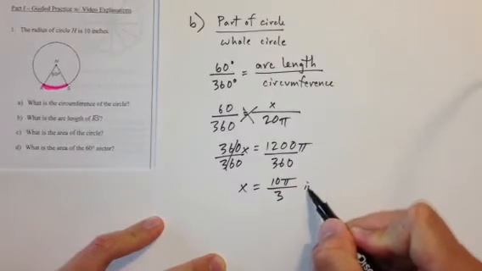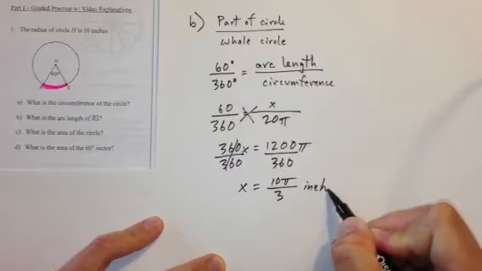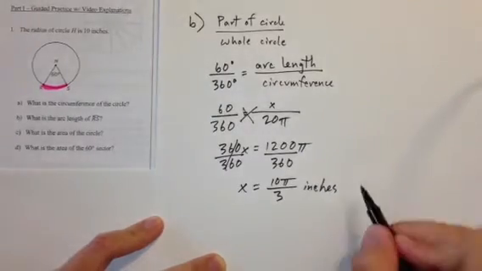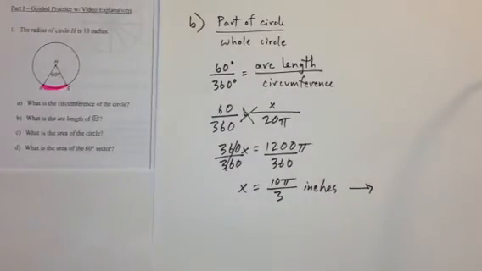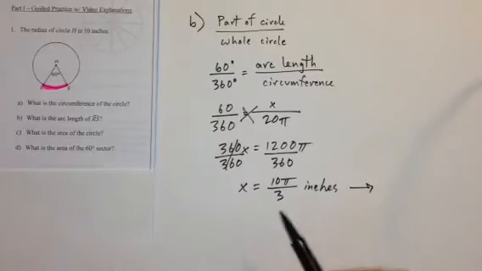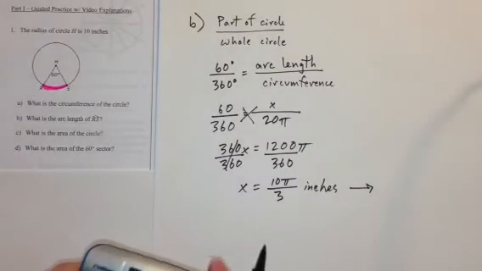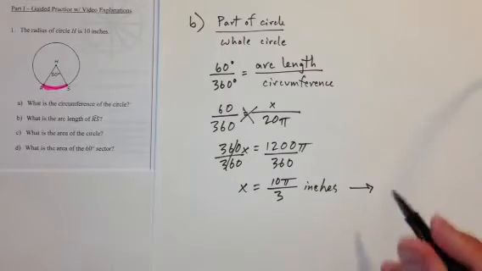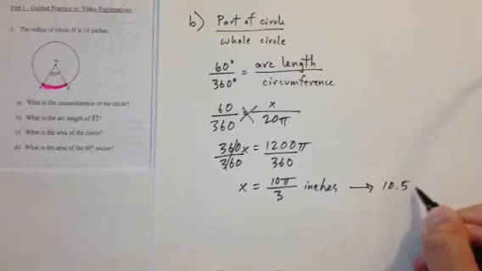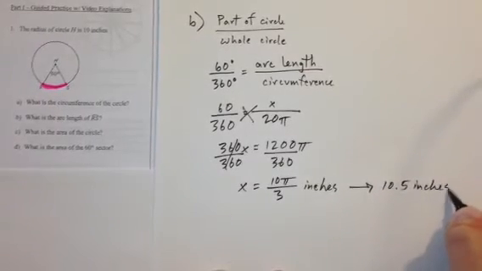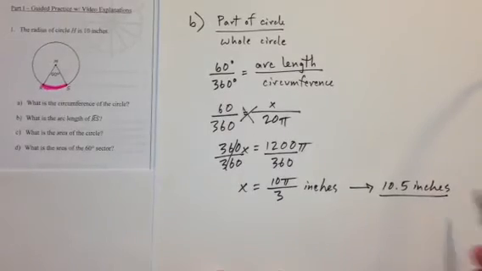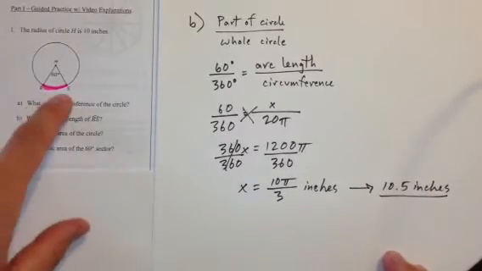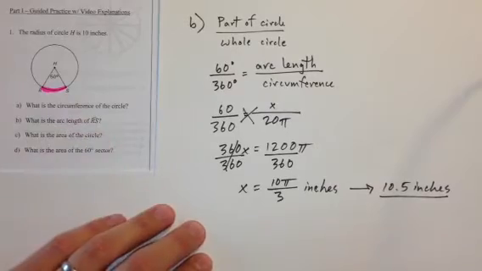inches. Or in other words, if I wanted to make a decimal out of it, I could do 10 times 3.14 equals, divided by 3 equals 10.5 inches. I rounded it to the nearest tenth. So the arc length of arc RS is 10.5 inches.